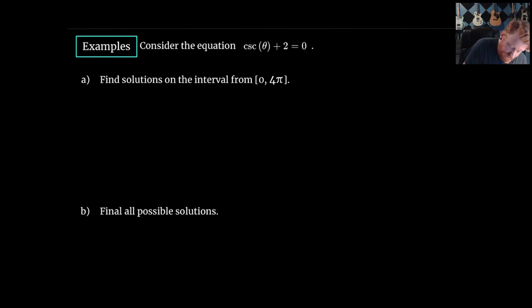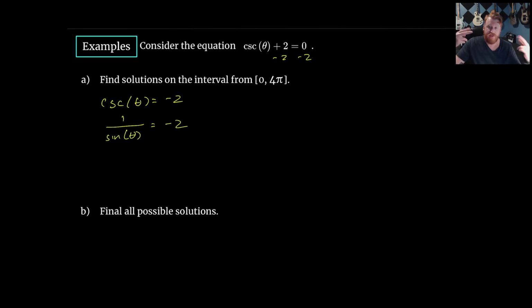First, let me subtract 2 from both sides here so that I get cosecant theta equals negative 2. And I'll remember that this is the same as 1 over the sine of theta equals negative 2. And then I can take the reciprocal of both sides, and I'll get sine of theta is equal to negative 1/2. And now I'm looking for some angle whose sine is negative 1/2.